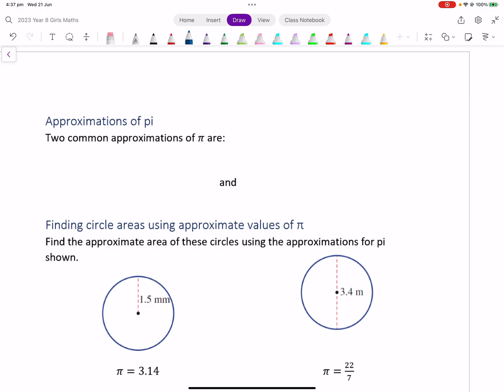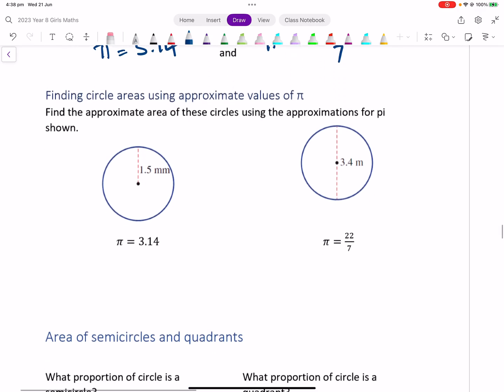So one approximation that we sometimes use for pi is that pi equals 3.14 without any of the other decimal places. And the other approximation that we sometimes use is 22/7, which is a remarkably accurate fraction representation of pi. So let's now do a couple of examples that use these approximations of pi.